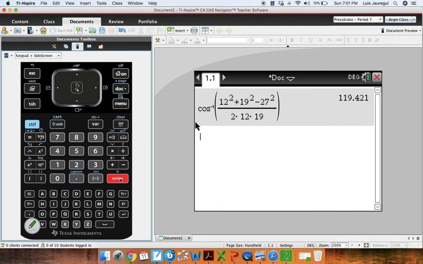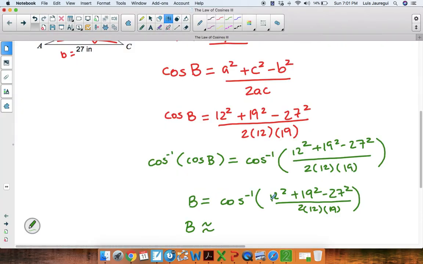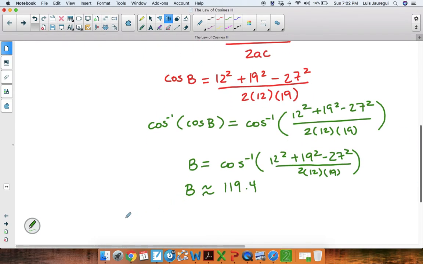Now, I need to round to the nearest tenth, so I see that the 4 is in the tenth position, and the digit to the right of it is a 2, which is one of the lower digits, less than 5. So I'm going to round this number to 119.4. Going back to my document, I can say that B is about 119.4. Putting this into the context of the problem, this is the measure of the angle, so we can say therefore the measure of angle B is about 119.4 degrees.